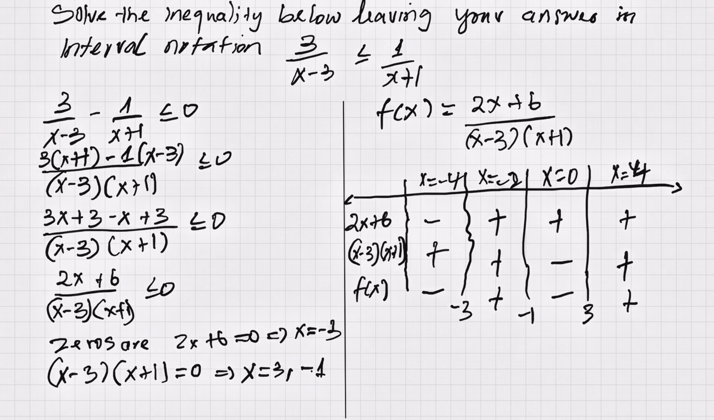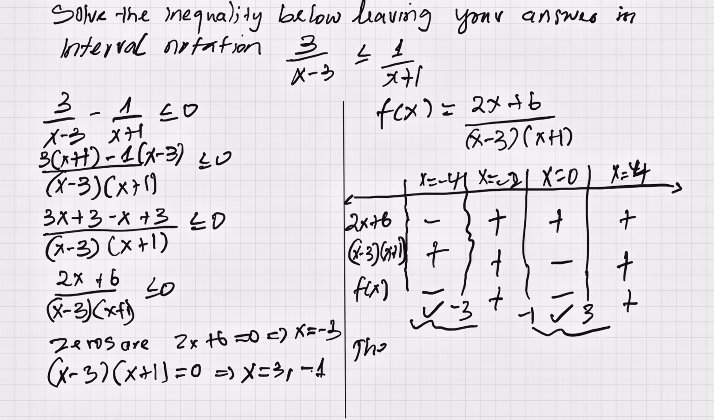So what region satisfies this inequality? Remember, we are talking about less than or equal to 0. So it's only where f of x is negative, which is less than or equal to 0. So the intervals that satisfy the inequality are this and this interval. So how do we write it?